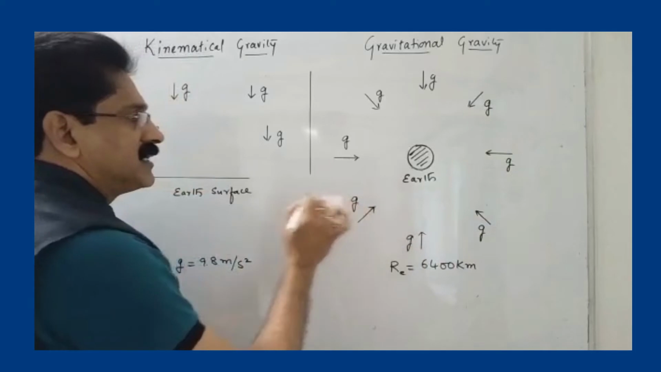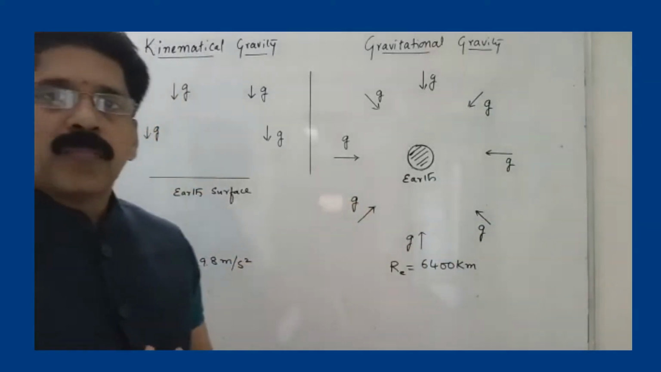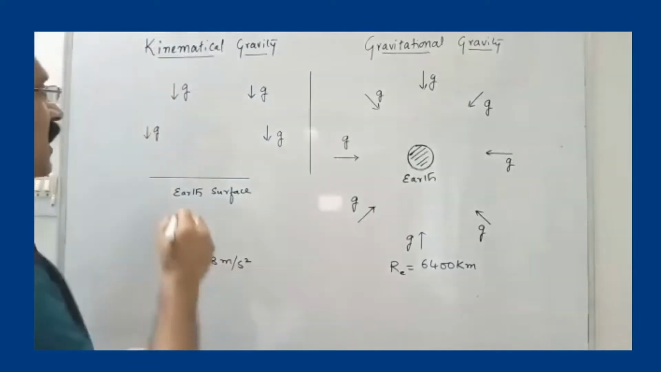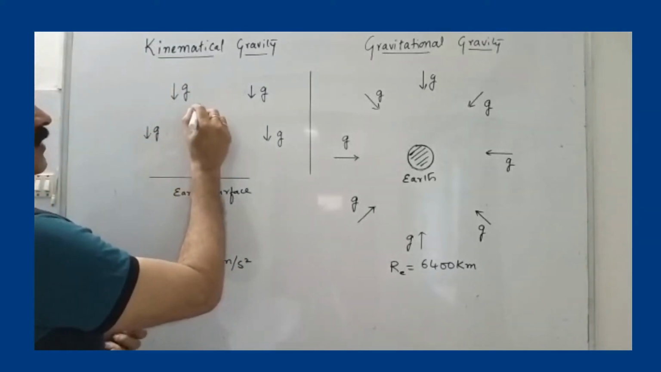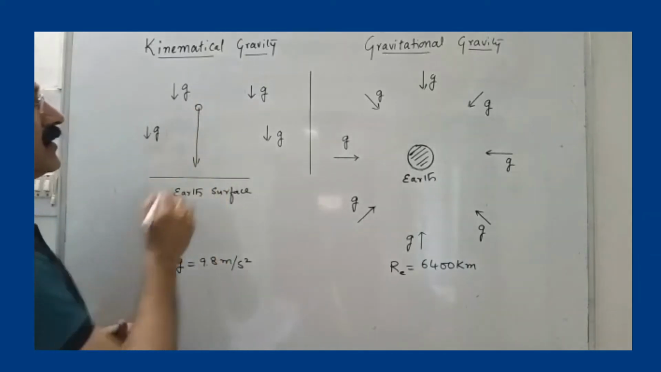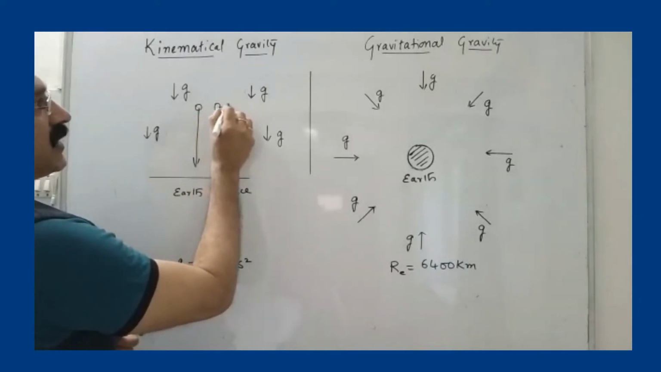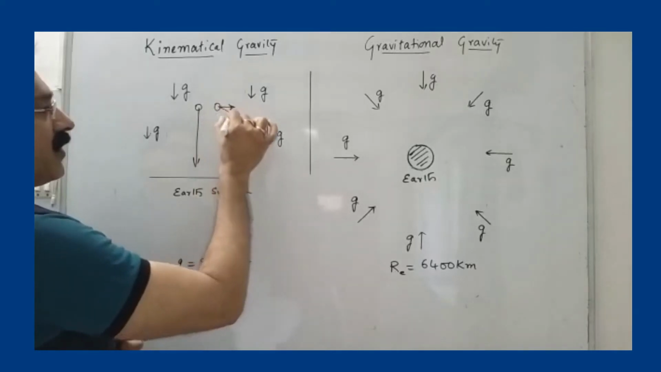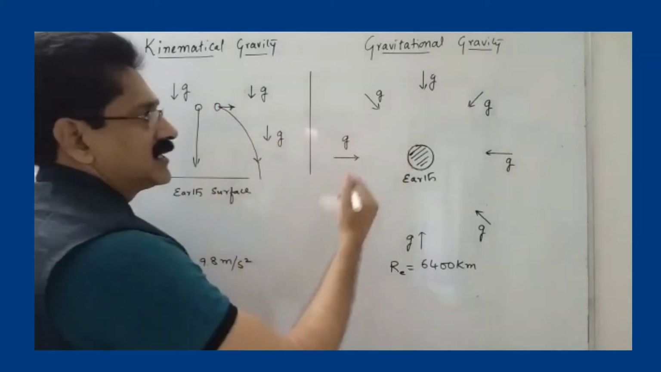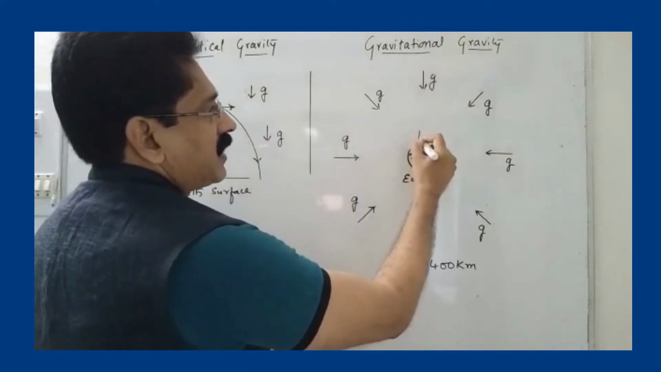So because of this, a body which is moving will behave differently. Suppose I drop a body over here. When I freely release it, it is going to follow a straight line path. Suppose the same body is projected horizontally, here it will follow a parabolic path. It's a parabola.